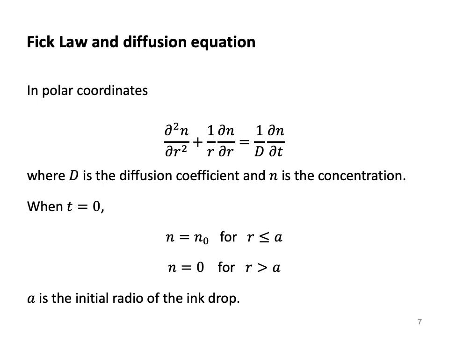The problem that we are analyzing is theoretically described by Fick's law and the diffusion equation that we are showing in this slide. This is a second-order differential equation where D is the diffusion coefficient that we are trying to calculate, N is the concentration of the substance within the water, in this case the ink, and we are also given the initial conditions for analyzing our problem. A stands for the radius of the drop of the ink that we are putting within the water.